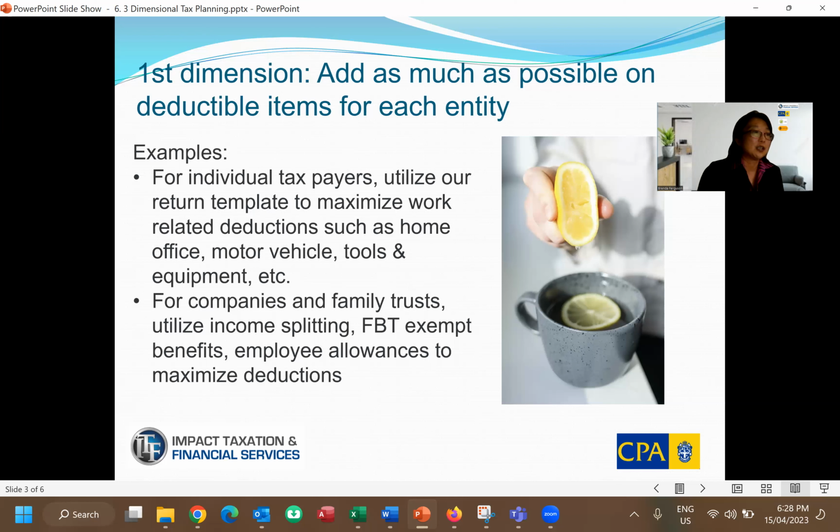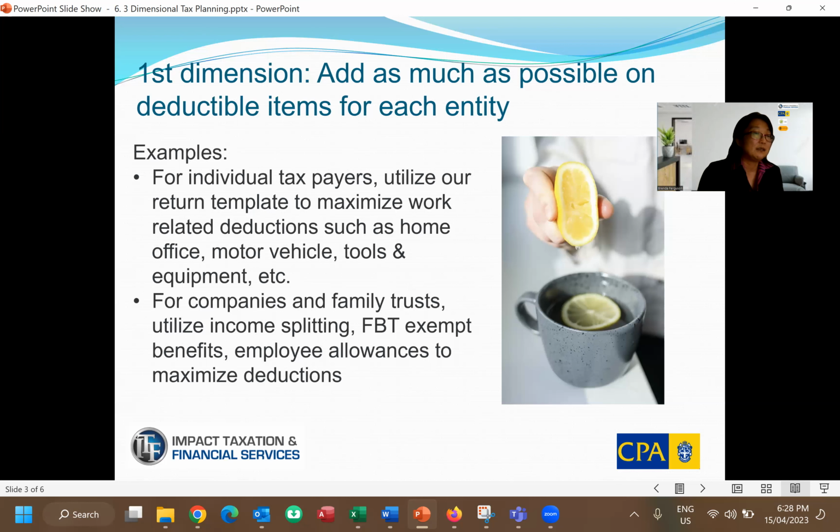On average, our clients are increasing their tax refund or saving their tax by about $200, $300 a year by utilizing our return template. Sometimes it can be up to thousands or tens of thousands of dollars. And then the second example we have listed here is for companies and family trusts. We can help you to utilize income splitting, FBT related exempt benefits, and employee allowances, such as overtime meal allowances or travel allowance, to maximize deductions.